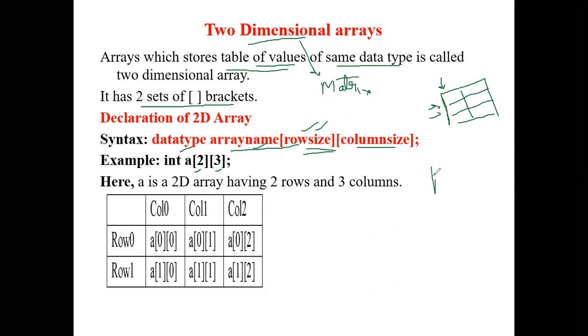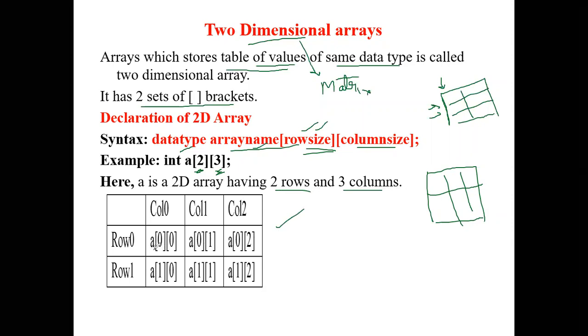it will have 2 rows. Okay, something like this. This is a of 2 rows and 3 columns. Okay, you can see here it is 2 rows and 3 columns. Okay, so maximum it can have 2 rows and 3 columns. Here a is a two-dimensional array having 2 rows and 3 columns. So here it is shown with the diagram.